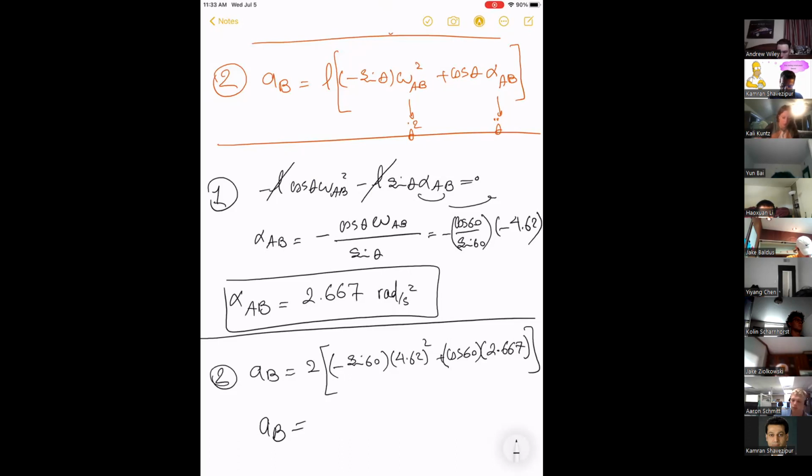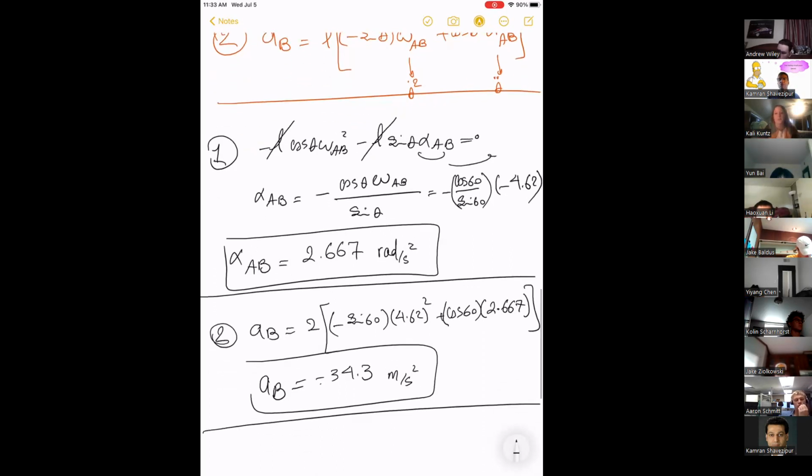I got negative 34.3. Negative 34.3 meter per square second. Anyone get something similar? I think you're right with the number. I didn't finish, but I got close to this. So that is how you use the absolute motion analysis to be able to solve a general motion problem.